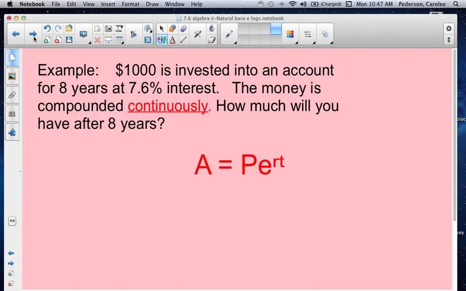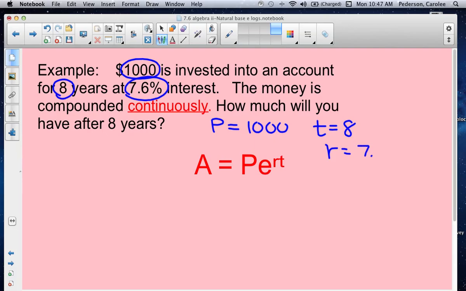All right, here's our first example. So we have $1,000. So that is your principal. So go ahead and write down P equals 1,000. We are going to save for 8 years. So T is 8. Write that down. And then our interest rate the bank gives us, R equals 7.6%. If you remember, we have to convert that to decimal form, so we move it 2 places to the left. So it's 0.076. And it says, how much money will we have if it's compounded continuously for 8 years?